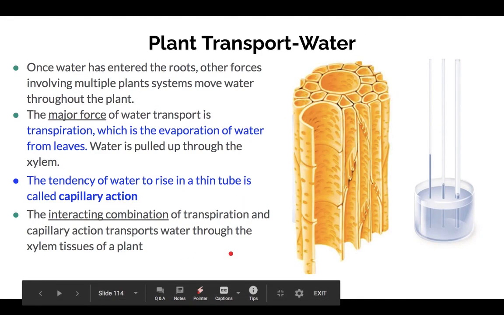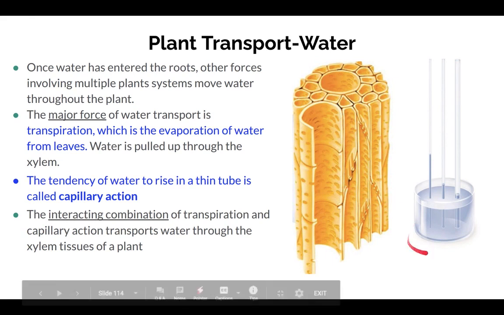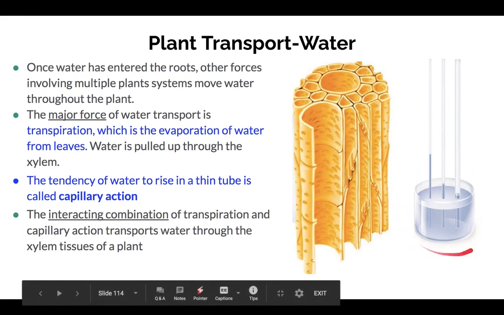Now for plant transport, continuing with water, okay, so once water has entered the roots, other forces involving multiple plant systems move water throughout the plants. The major force of water transport is transpiration, which is the evaporation of water from the leaves. Water is pulled up through the xylem. The tendency of water to rise in a thin tube is called capillary action. So in this diagram, this shows capillary action.